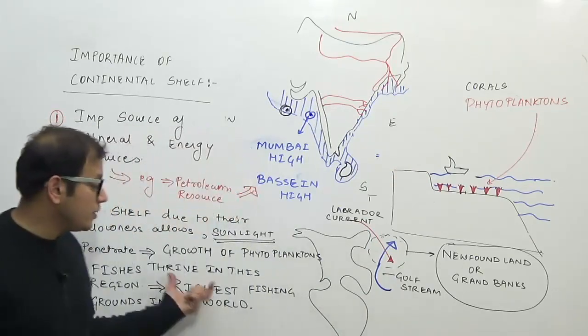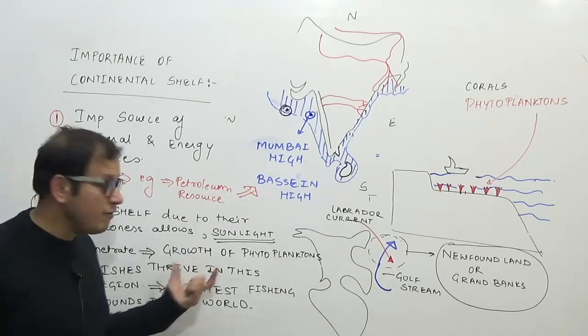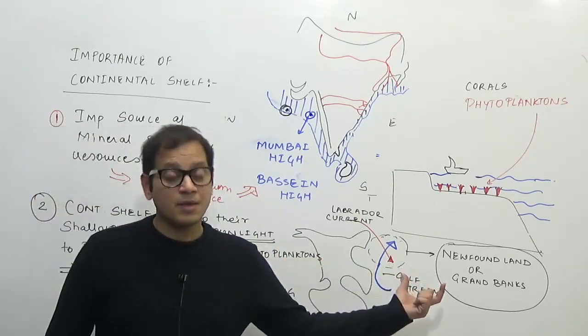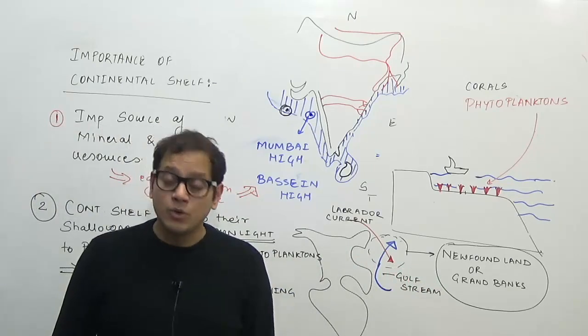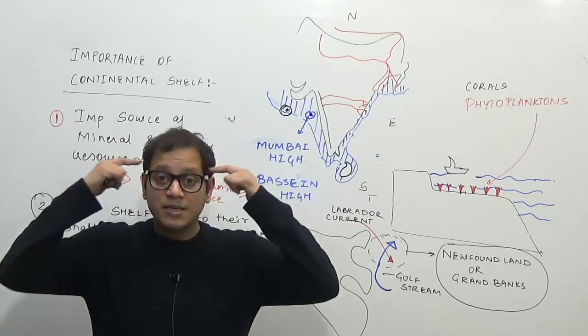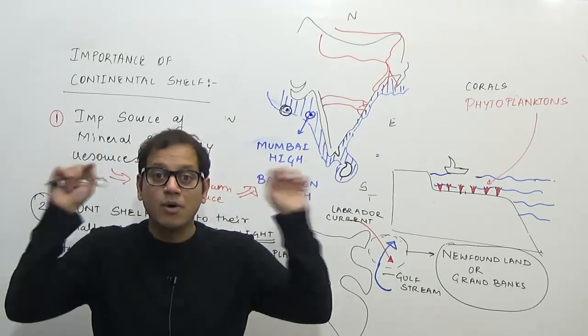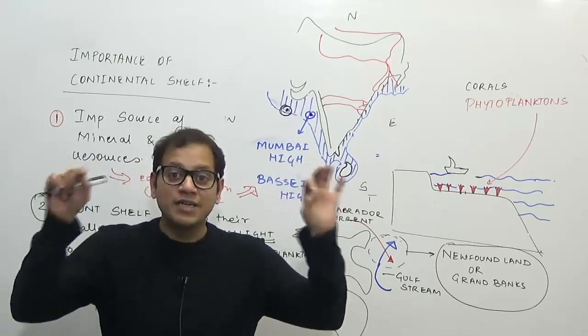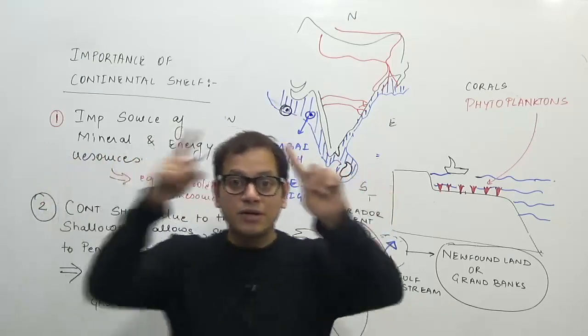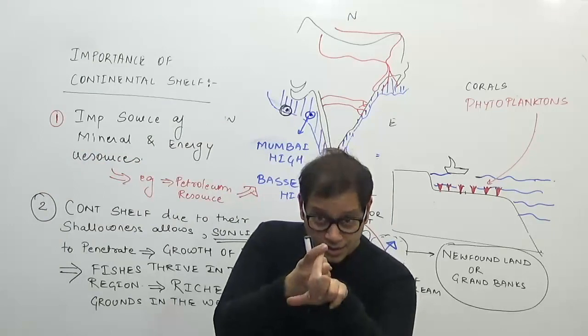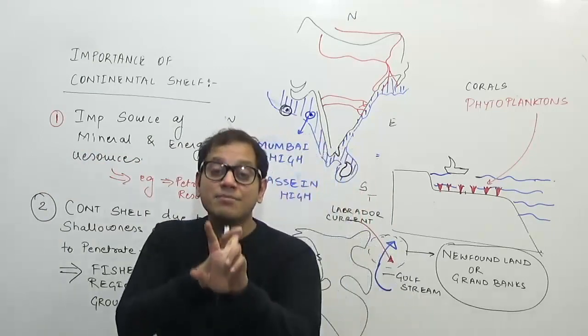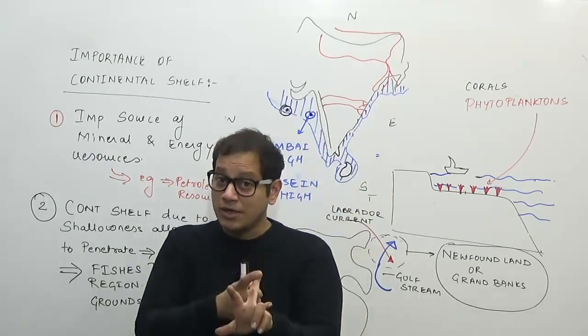One is the widest continental shelf, and the second is the meeting of warm and cold ocean currents. Remember this in mind. Past year question: what are the areas of widest or richest fishing ground? First condition, widest continental shelf, and the second is the meeting of warm and cold currents.